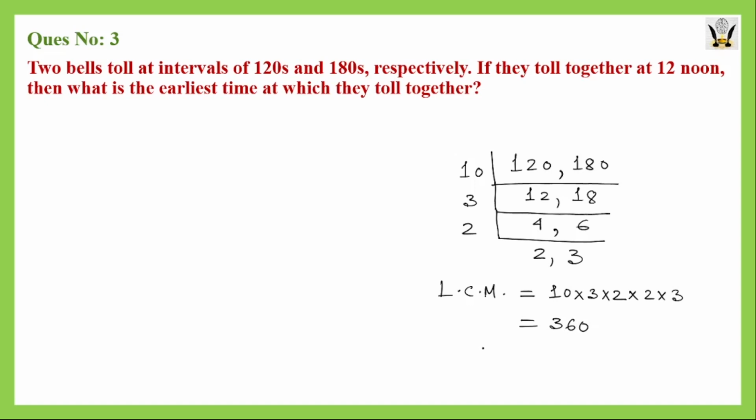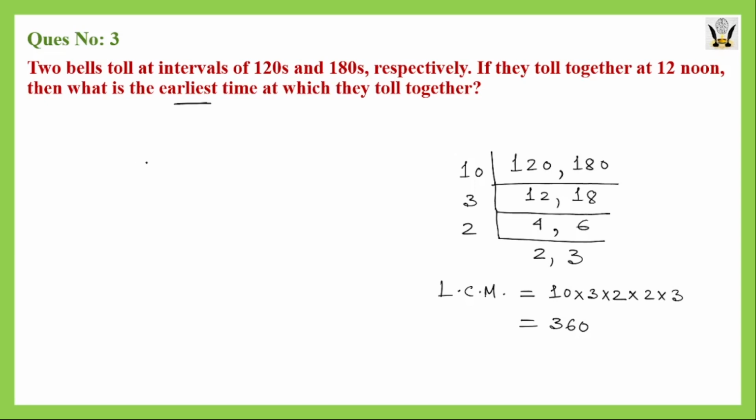If we do the LCM of 120 and 180, then we will get that value 360. And that is obvious, because we are trying to find a value which will be a multiple of 120 as well as 180, because both the bells need to toll at the same time. So that time should be a multiple of their intervals, which are 120 and 180 seconds. And since we need to find the earliest time after 12, it has to be the least common multiple, and that's why I have done LCM on 120 and 180 seconds.